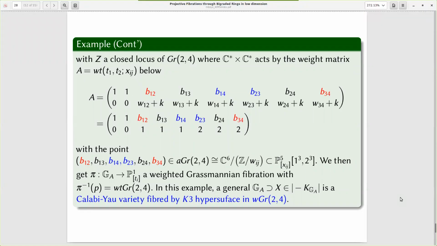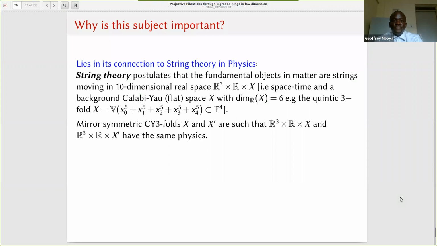So I also said in the abstract that I will give an informal reason as to why someone will be interested in this kind of subject. So this lies in the connection between the study of Calabi-Yau threefolds and also other classes of varieties with physics. So in physics, a subject called string theory, it's said that fundamental objects in physics are not atoms or particles, but instead they are strings that move in 10-dimensional real space. That is space-time and a 6-dimensional Calabi-Yau variety. An example is a quintic threefold.